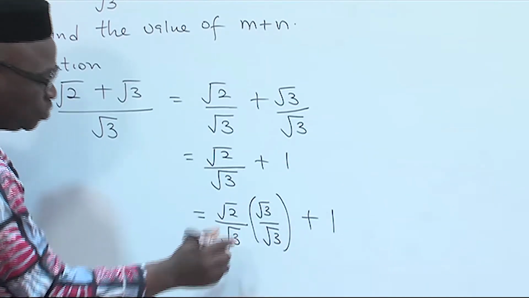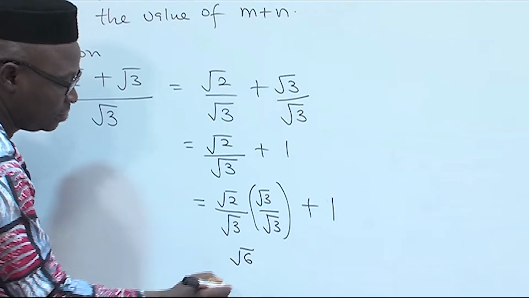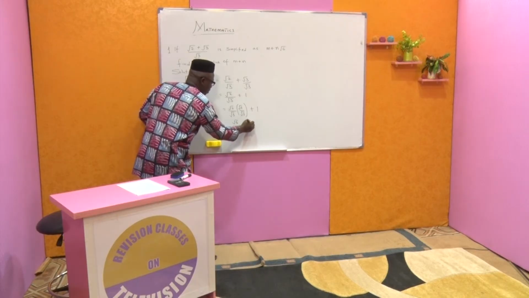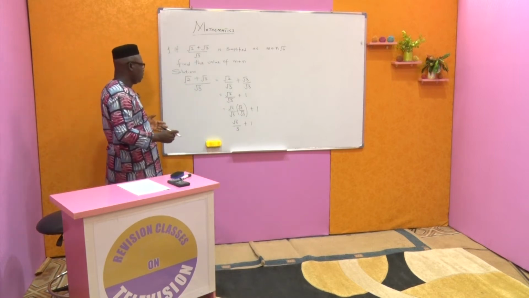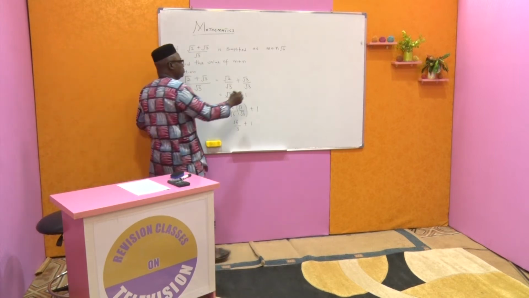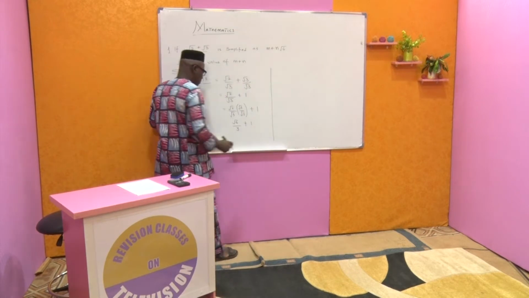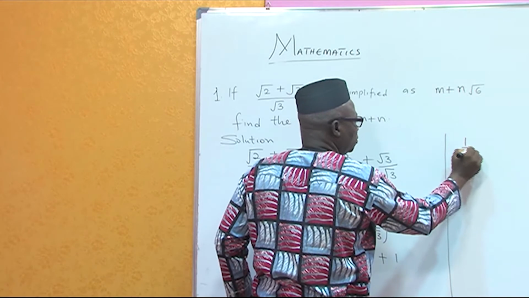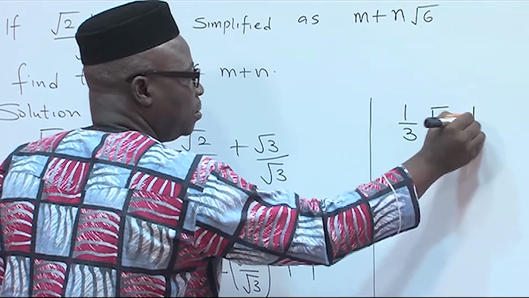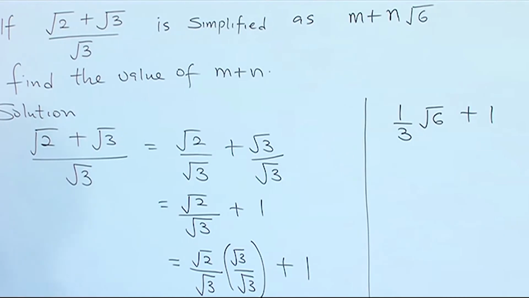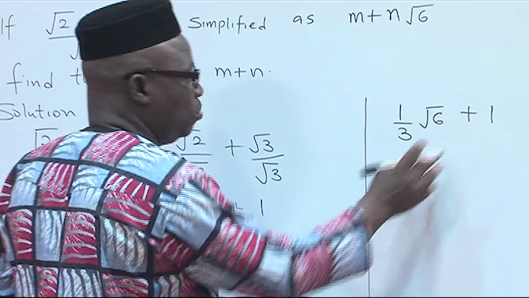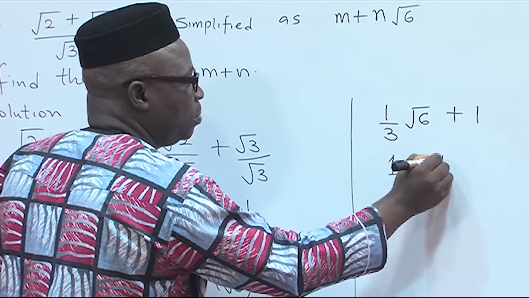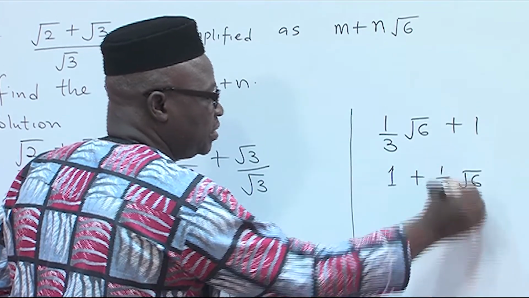So root 2 times root 3 is going to be root 6. Then root 3 times root 3 is going to be 3. Then plus 1. So at this point, I can write my result as 1/3 root 6 plus 1. This result can also be written such that 1 will come first. That is 1 plus 1/3 root 6.